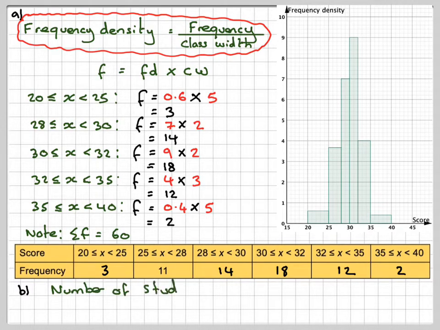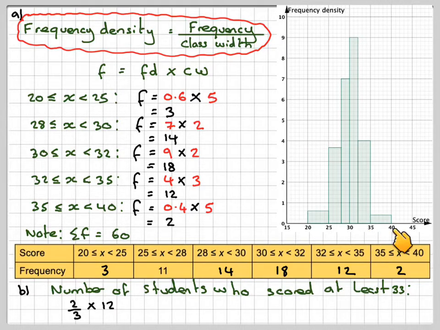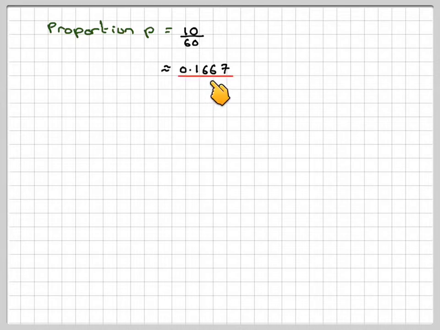The number of students who scored at least 33 is there, so it's 2/3 of 12, plus the 2 that I have here, which gives me 10 students. So the proportion will be 10 out of the 60 altogether. As a decimal, that's 0.1667.